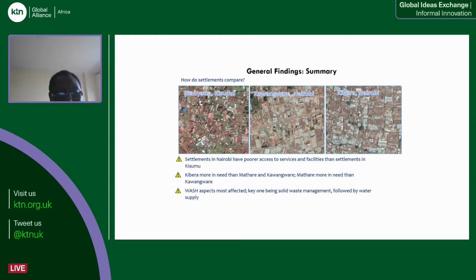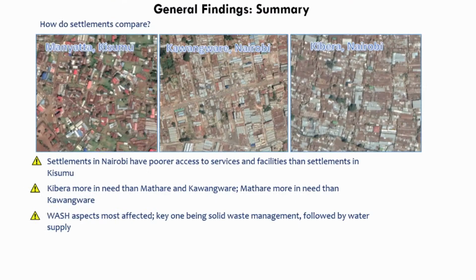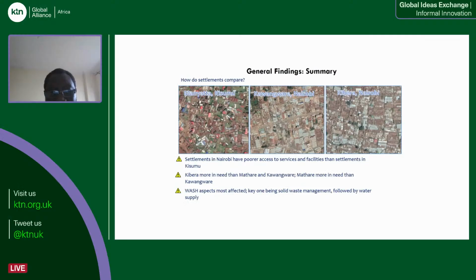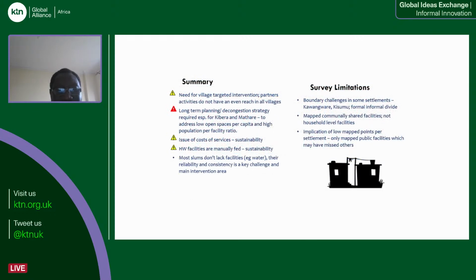Settlements in Nairobi have poorer access to services and facilities than settlements in Kisumu, because there was the possibility of doing some comparison between different informal settlements in different counties. Kibera is more in need than Matare as well, and Kangware. On this, you can see the scale of need in particular informal settlements against others. And which aspects are most affected? Access to water and sanitation was key, and there was a solid waste management issue as well, and there was quite a classification of the needs, from water to toilets and others, on what comes first. The next slide gives you another picture.